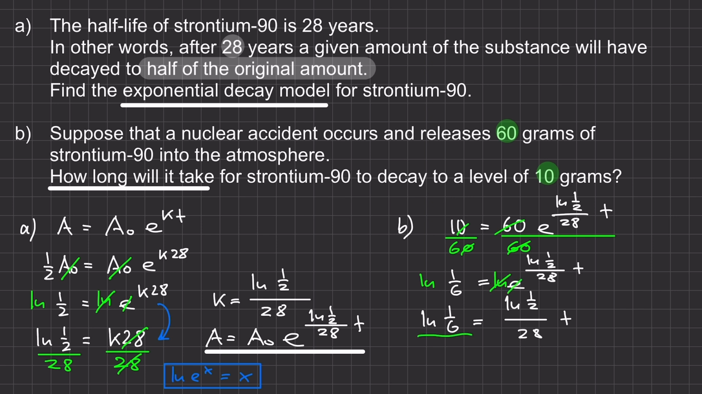Now we are going to divide ln of 1/6 by ln of 1/2 over 28 to isolate the t. And after typing this into the calculator, we get approximately 72 years. So after 72 years, 60 grams of strontium-90 decay to a level of 10 grams, and we're done with this problem.